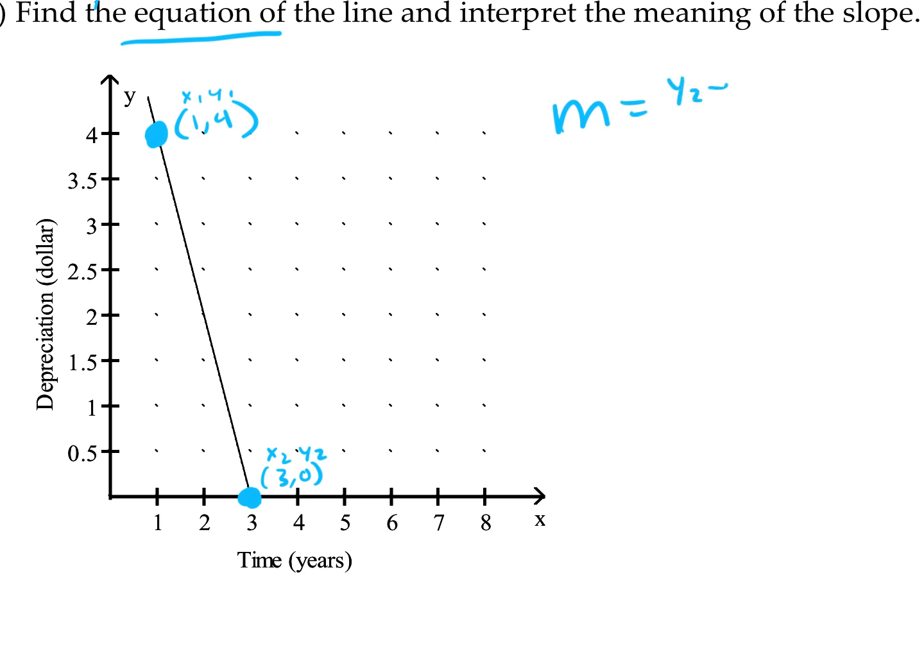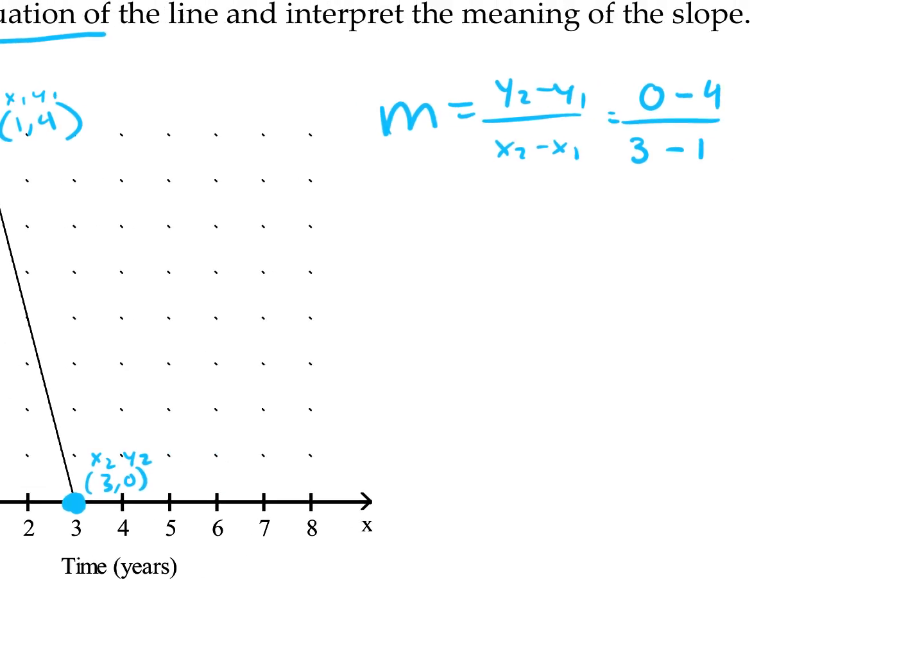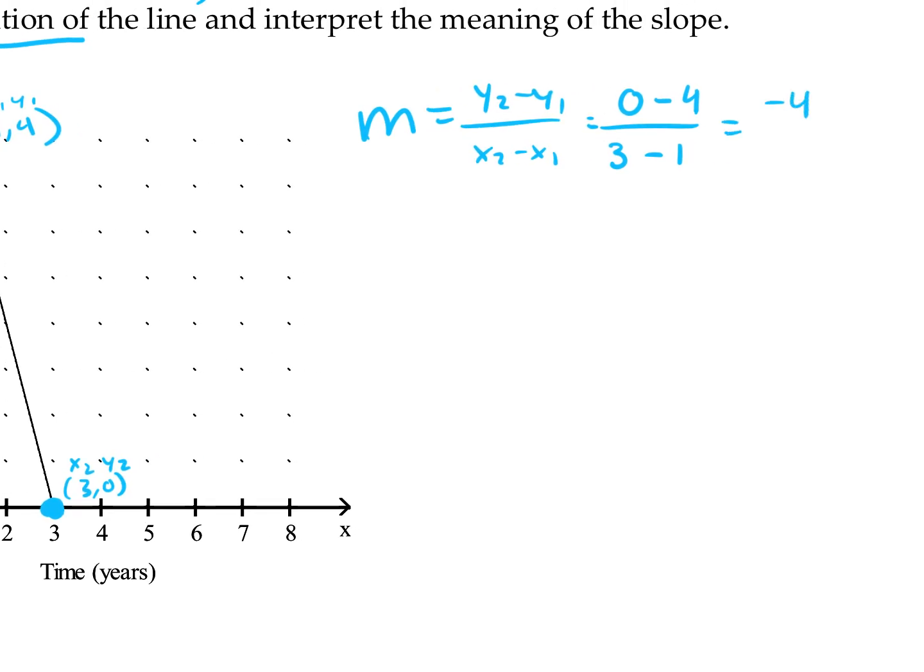So I'm going to plug it into my slope formula. We have y2 minus y1 over x2 minus x1. When we plug it in, we get 0 minus 4 over 3 minus 1. So this would be negative 4 over 2. What does negative 4 over 2 simplify to? Negative 2. Awesome. So our slope is negative 2.